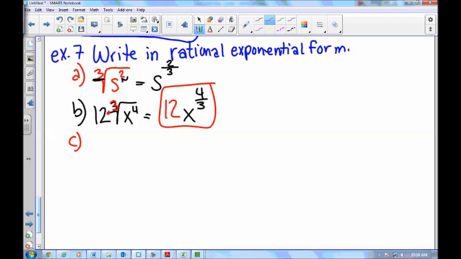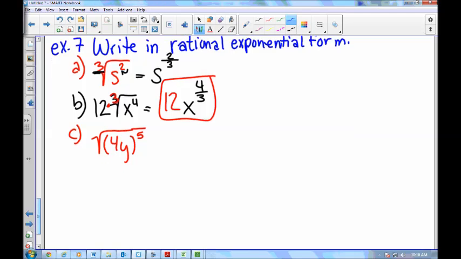How about this one? Notice the parentheses are around everything underneath the radical. Is there an index written? There's not one written, but it's assumed to be a square root, which is a 2. If it's not written, it's a 2. So you're looking for groups of 2. Now the one that's different this time is we have a bunch of stuff underneath with the 5. So all you do is keep that in parentheses.